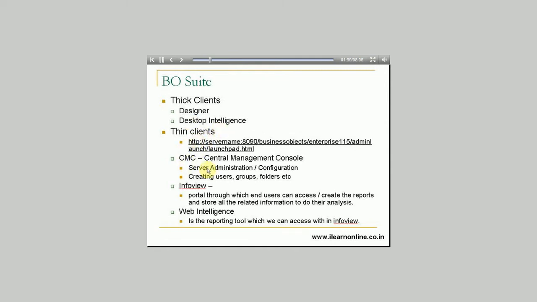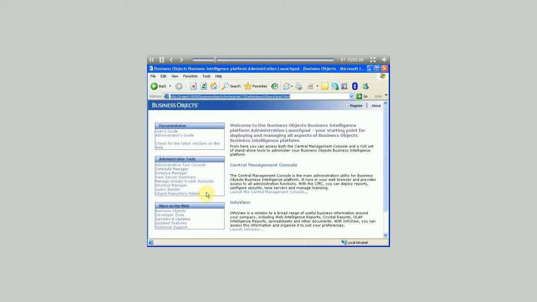I'm just showing a demo of how the URL, which will be provided to you by your Business Objects administrator, looks. You will have the server name, port name, BusinessObjects Enterprise, administration launch. When you go to that URL, you will see this screen, where you have Business Objects and two entry points.